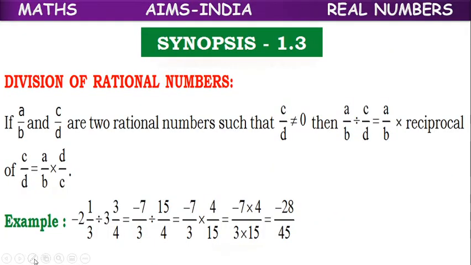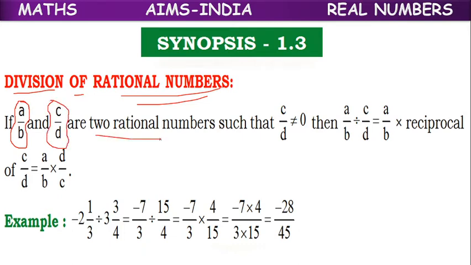So our today's concept is regarding division of rational numbers. If a by b and c by d are two rational numbers such that c by d is not equal to 0, then a by b divided by c by d.